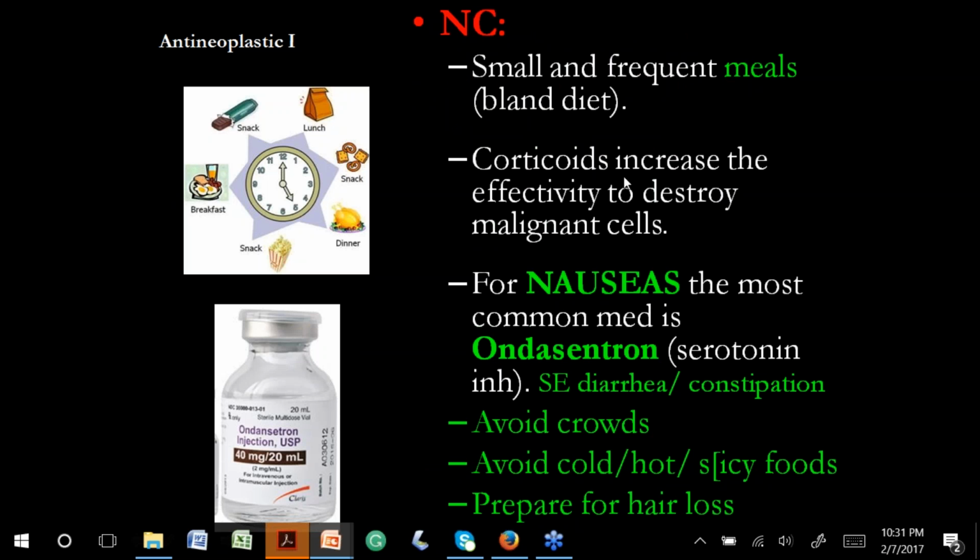All right. So here we have small and frequent meals. Why? These patients are going to have nausea and vomiting. So what is the relation with the small and frequent meals? Nausea and vomiting, because if you have a big amount of food, that food is going to distend the stomach.